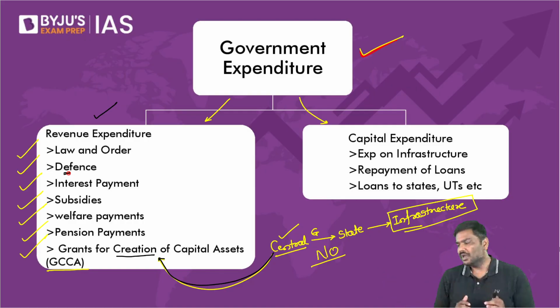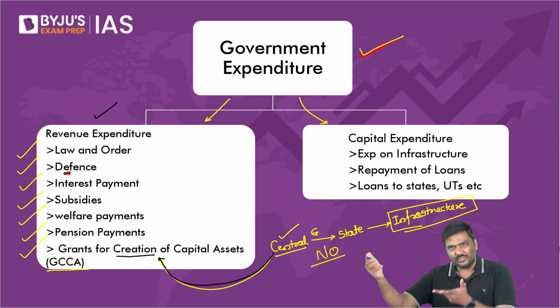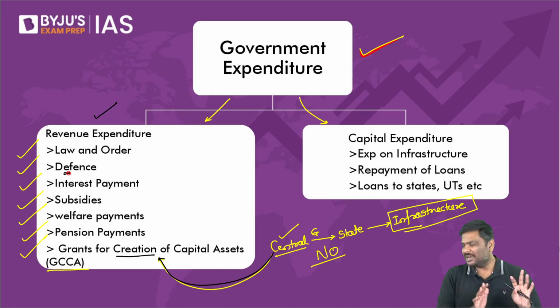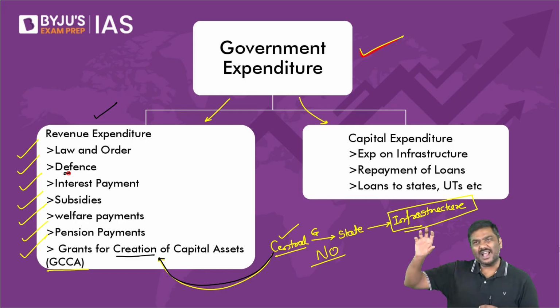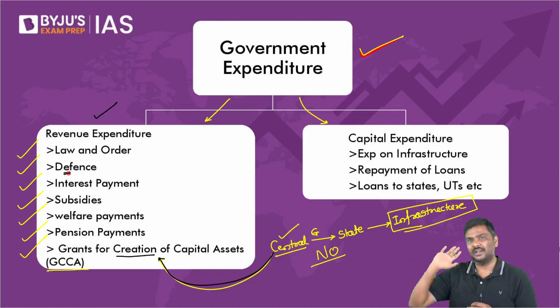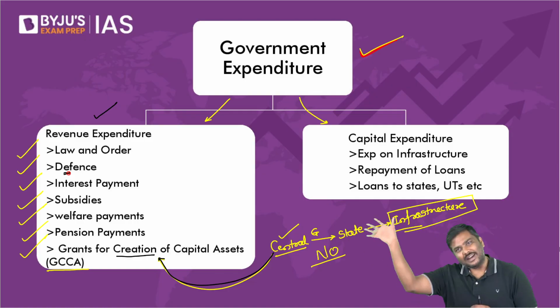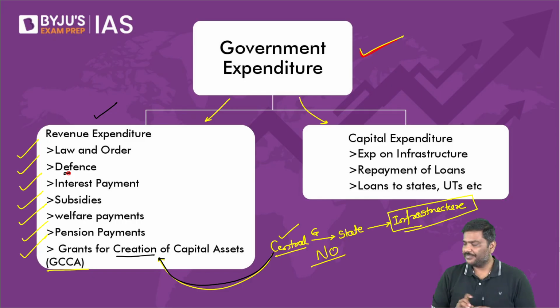Answer is no. For example, salaries that are paid by the government to, let's say, defense personnel, we will keep under the revenue. Whereas certain assets created under the defense sector, we will keep under the capital expenditure, under the development of infrastructure. Okay, so first one is a revenue expenditure.